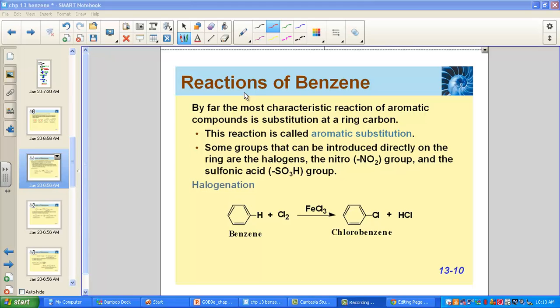Our next lesson, dealing with benzene, will talk about the characteristic reactions of benzene and its derivatives, and we'll also be talking about phenols, their nomenclature, and characteristic reactions. By far the most common characteristic reaction is aromatic substitution for the benzene ring. Groups that we can introduce directly onto the ring include halogens, the nitro group, and sulfonic acid. We'll take each of those one at a time and show the reaction and discuss its mechanism.